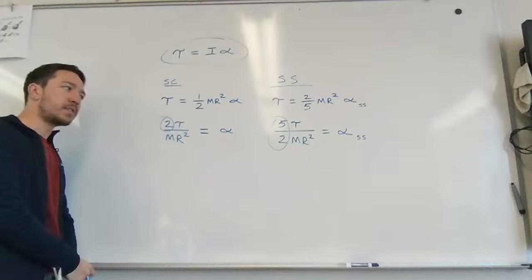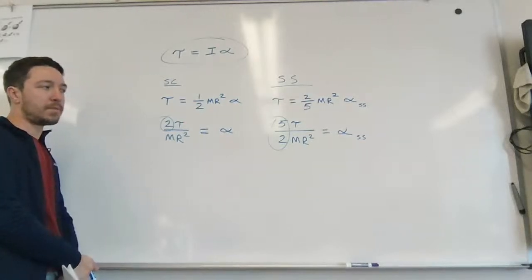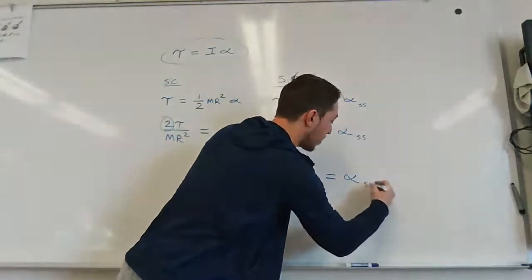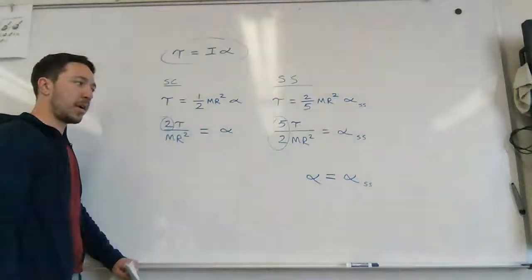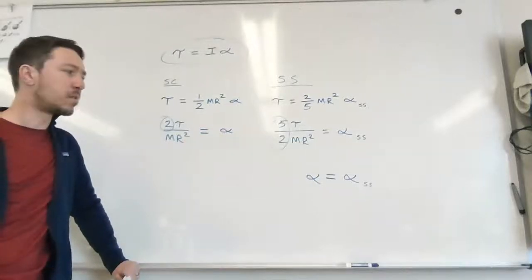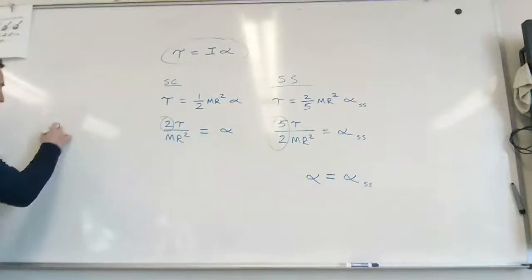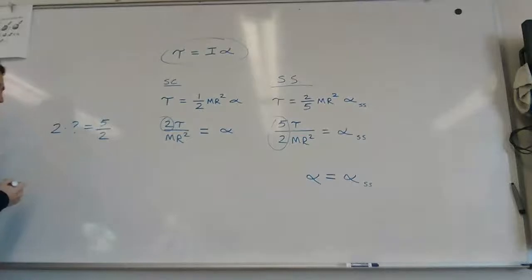So the question is, basically, if I want to say that the solid sphere's alpha is some multiple, I'm asking 2 multiplied by what would give me 5/2. You see what I'm talking about?